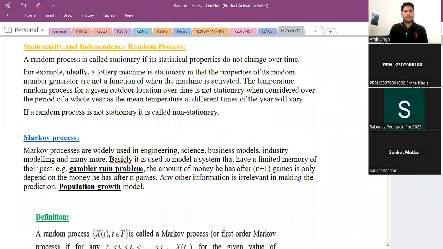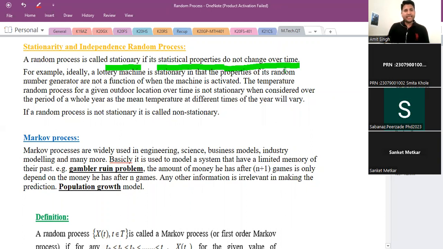Now two more terms. One is the stationary random process, another is the independent random process. A random process is called stationary if its statistical properties do not change over time.